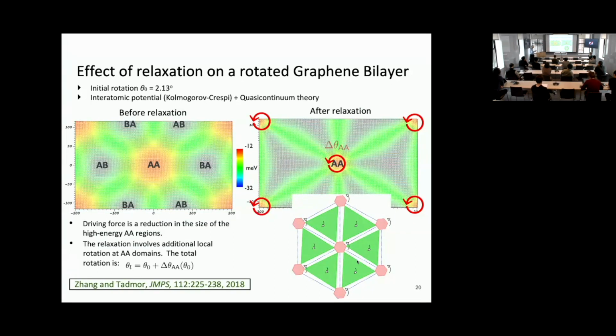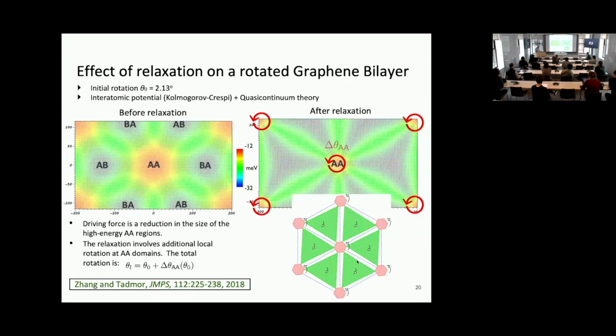And this twist essentially accommodates this strain by the twist of the small regions, the counter twist of the large triangles, and the shift of these regions. So these are slightly shifted relative to each other. Yes. I'm sorry.